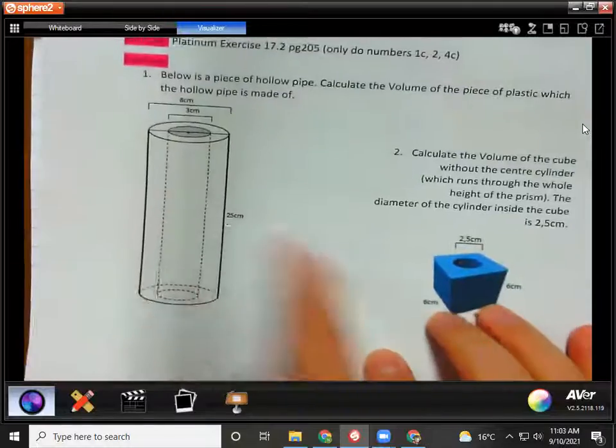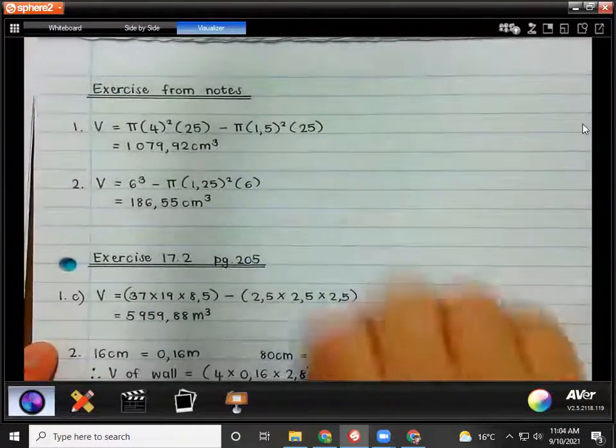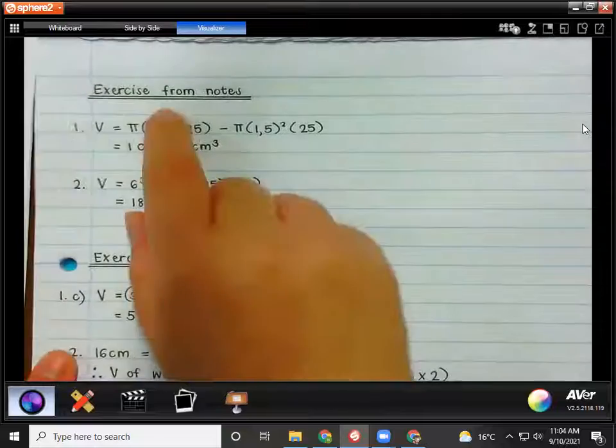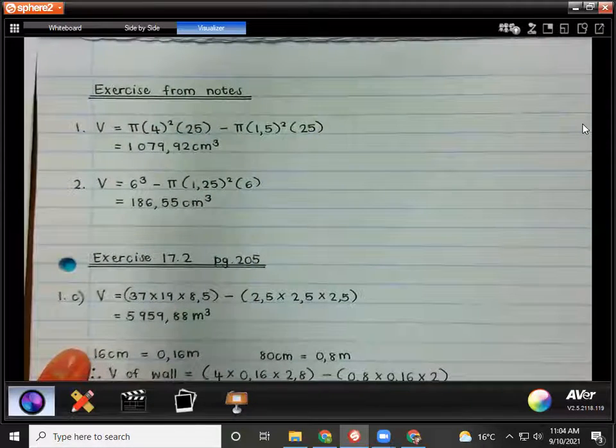Okay, and then the height of both of them is 25. So that's why I did that. That is the volume of the bigger cylinder minus the volume of the inner one that's been taken out.